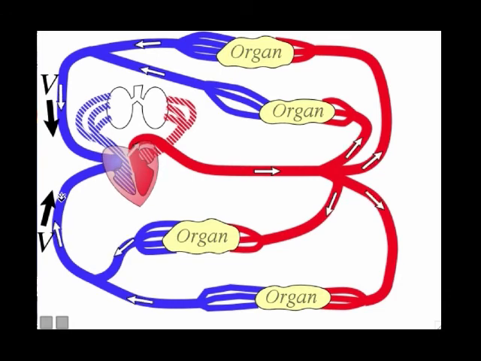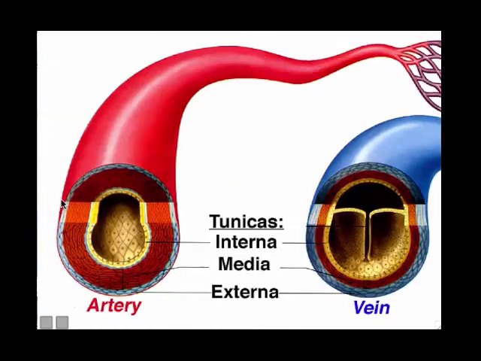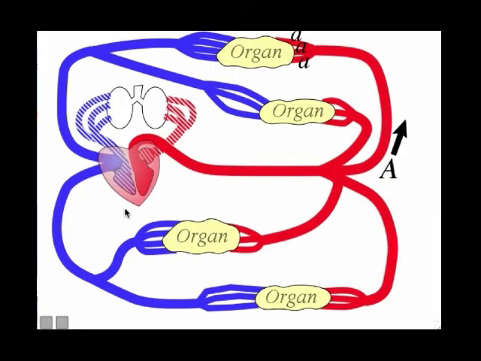All right, and some final differences between the arteries and veins. This diagram doesn't really show blood pressure, but the blood pressure is highest in the arteries, and the blood pressure gets lower as you go from arteries into veins. And so I tried to summarize that here, that arteries just have higher blood pressure than veins do.